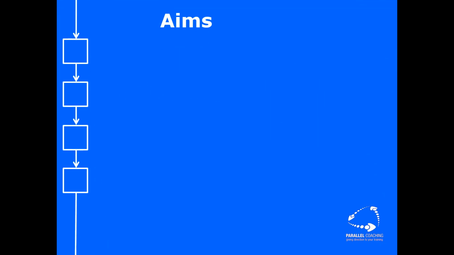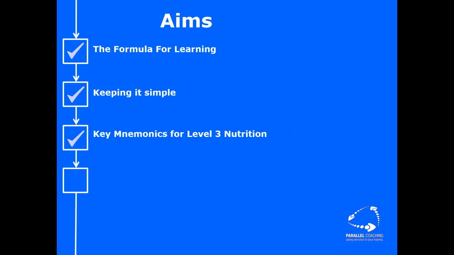So let's go through and have a look at the aims of what we're going to achieve in today's session. What we aim to do is 4 clear things. First of all, we're going to discuss what the formula for learning is, because if you can understand what the formula is, you can actually apply this to all of your revision, not just for nutrition. However, we're going to be focused today on nutrition. Then we're going to be keeping it simple. What most people do is overcomplicate, so we want to break things down so that we can keep things as simple as possible.